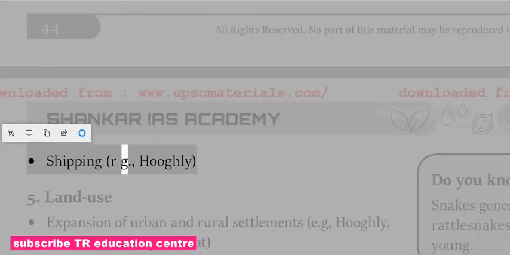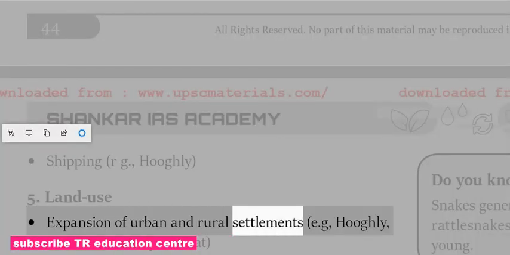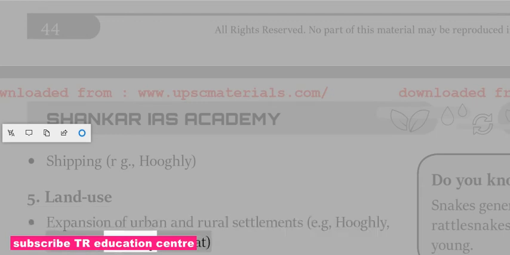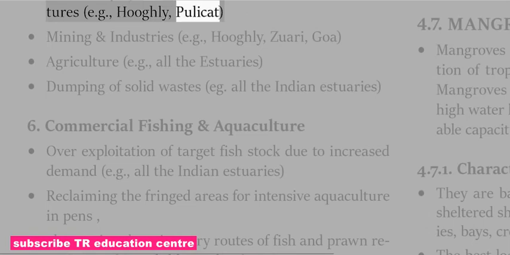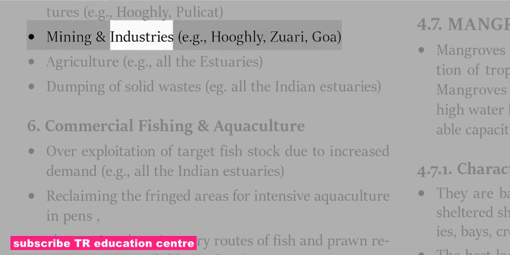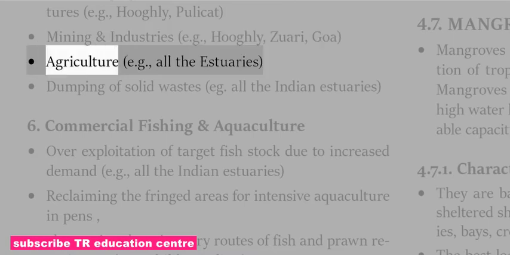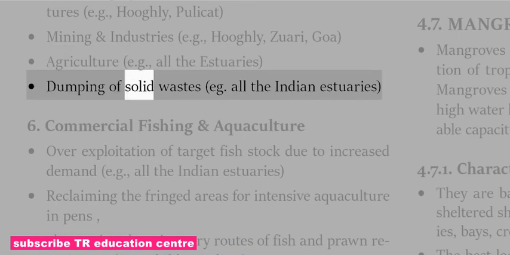Shipping, Hooghly. 5. Land use, times expansion of urban and rural settlements, e.g., Hooghly, Krishna, Kaveri, Pulicat. Times marinas, groins, land reclamation and other structures, e.g., Hooghly, Pulicat. Times mining and industries, e.g., Hooghly Estuary, Goa. Times agriculture, e.g., all the estuaries. Times dumping of solid wastes, all the Indian estuaries.